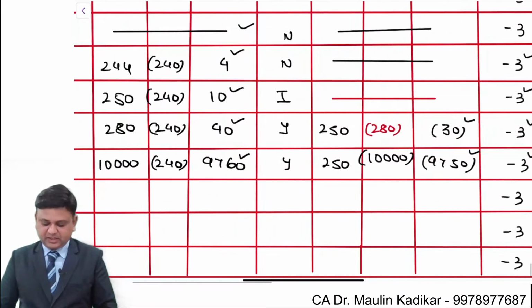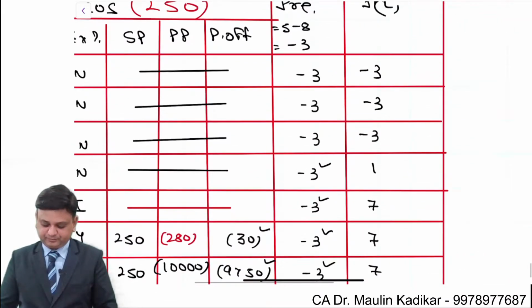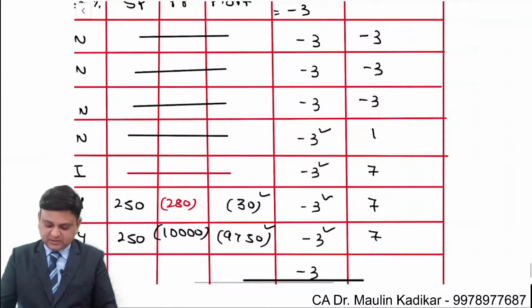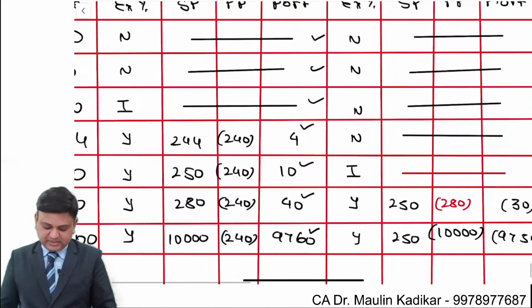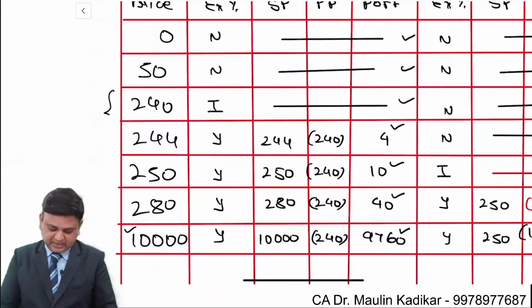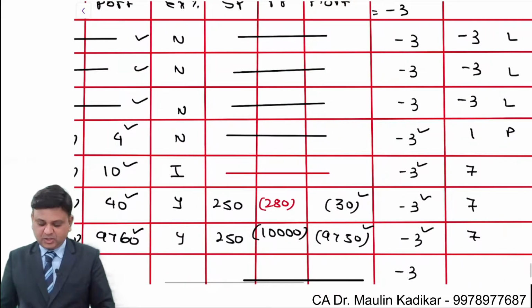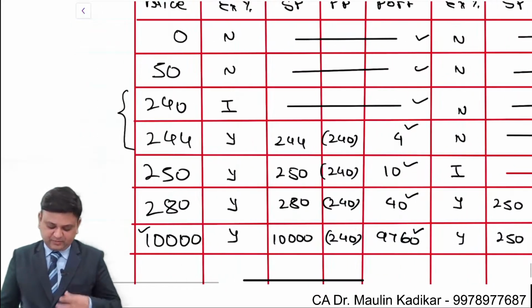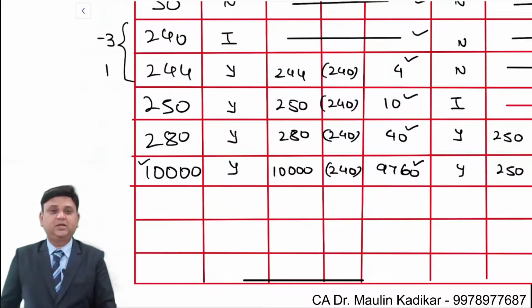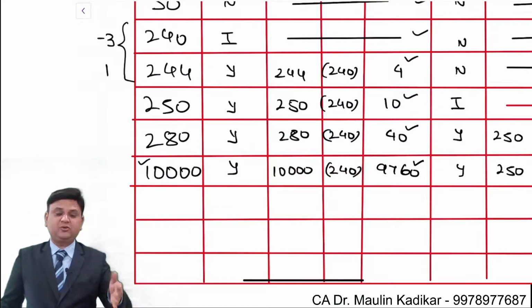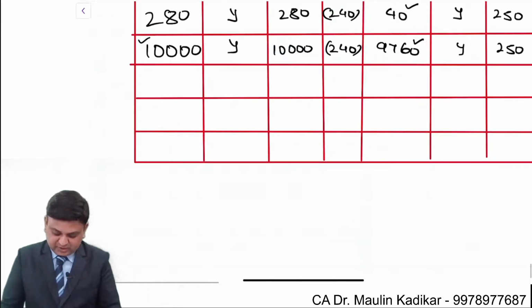Now we are required to find the break-even point. We can see that over here it is loss, loss, loss and profit. So between these two prices there is a break-even point. The loss of rupees 3 is converted to profit of rupee 1. So 3 rupees will be added to 240 to compute the break-even point, that is 243.